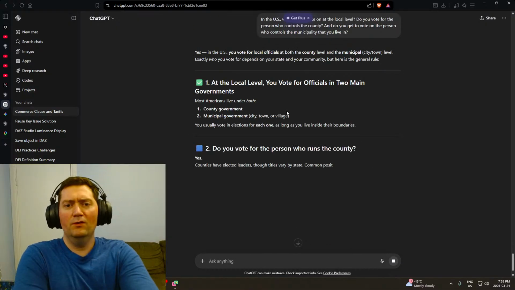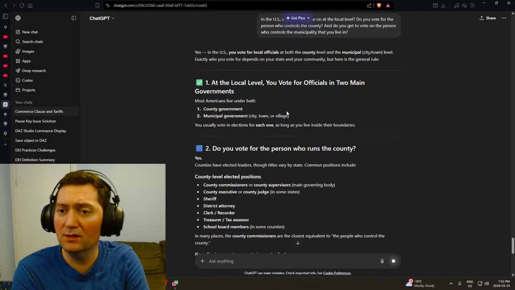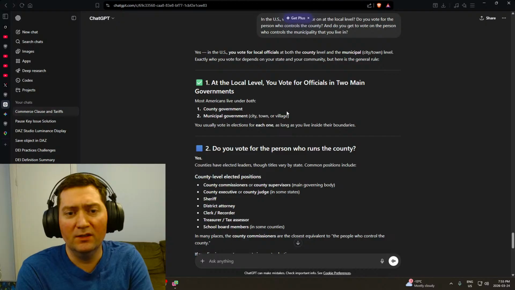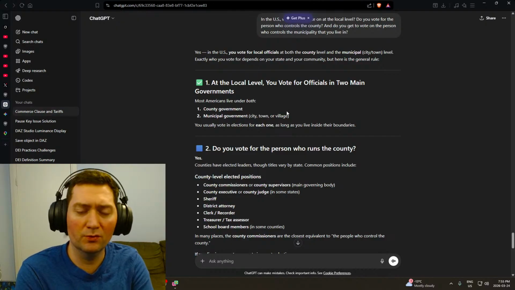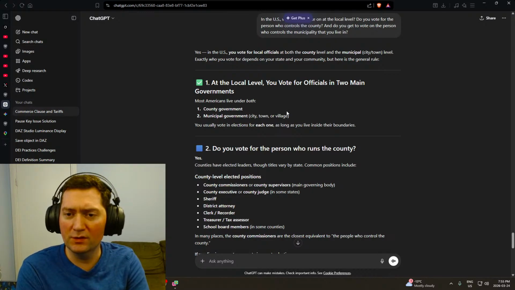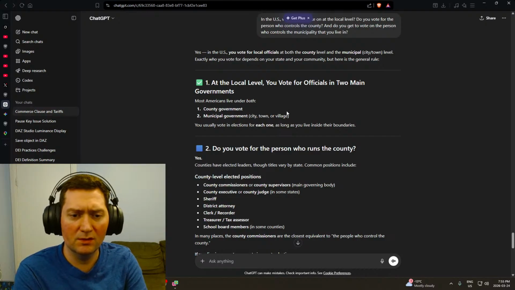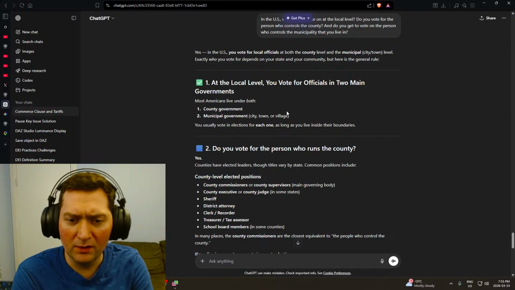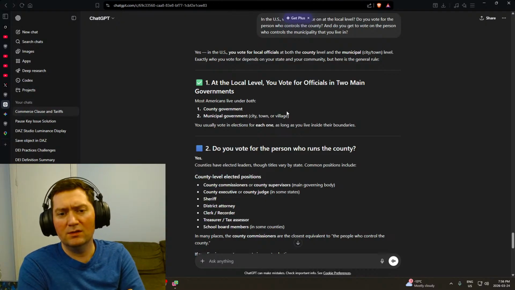Yes, in the US, you vote for local officials at both the county level and the municipality level. Exactly who you vote for depends on your state and your community, but here's the general rule. At the local level, you vote for officials in two main governments. Most Americans live under both county and municipal governments. You usually vote in elections for each one, as long as you live inside their boundaries.